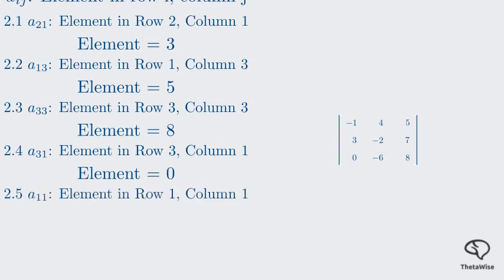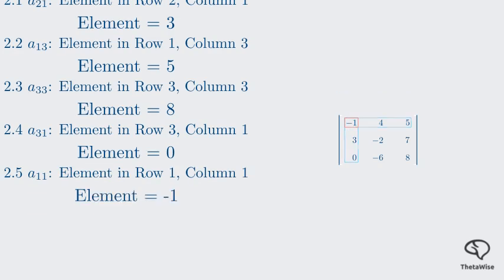Finally, 2.5, a sub 1,1. This is the element in row 1, column 1. Row 1 is 1, 4, 5, and column 1 is 1, 3, 0. The element is 1, so a sub 1,1 is 1. To recap, here are all the answers. They all align with the provided memo. You can see how important the subscripts are for correctly locating each element. Now let's tackle question 3, which asks us to find minors and cofactors of a third-order determinant.